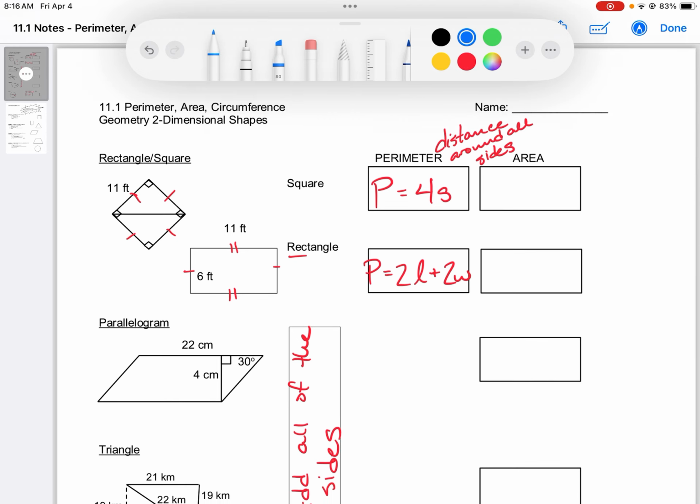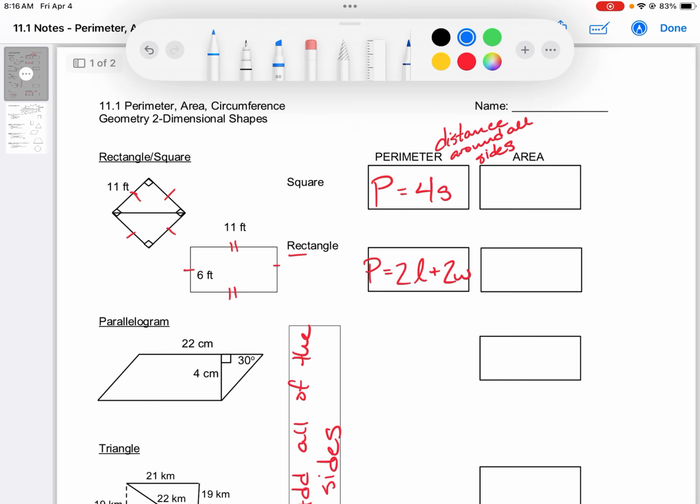Now, before we get into any more problems, let's go back up to the top and talk about the formulas for area. So if you remember, the area is the total space within a shape. So inside the boundaries of this shape, how much space is that?